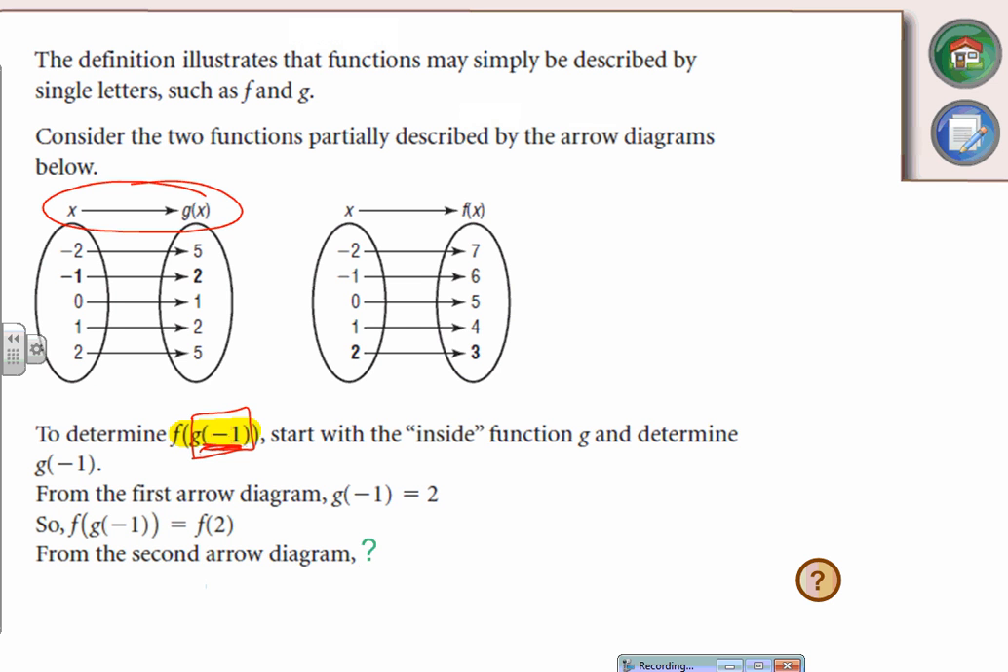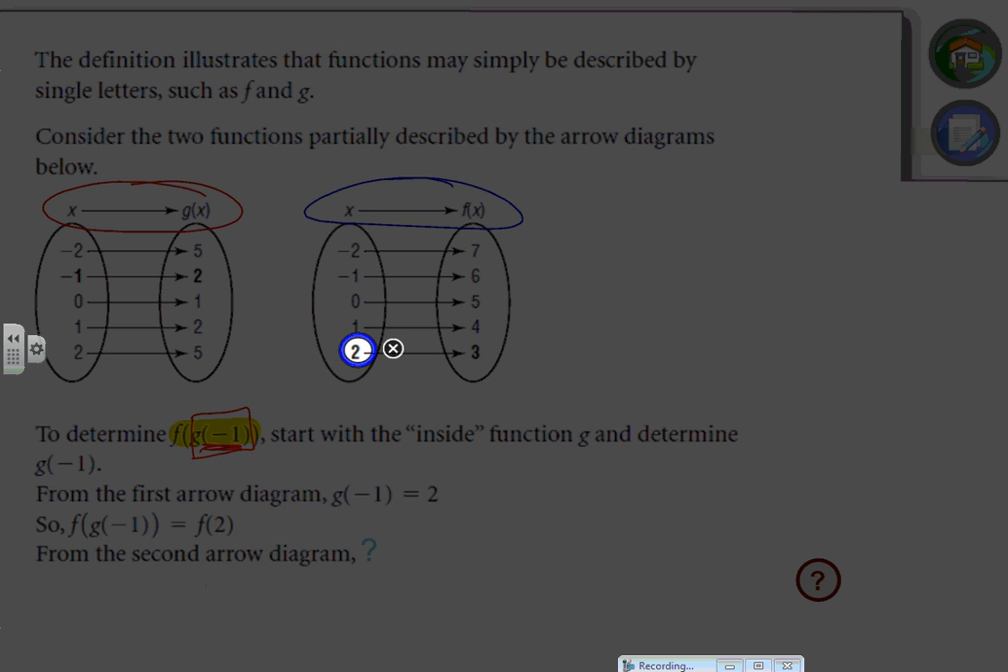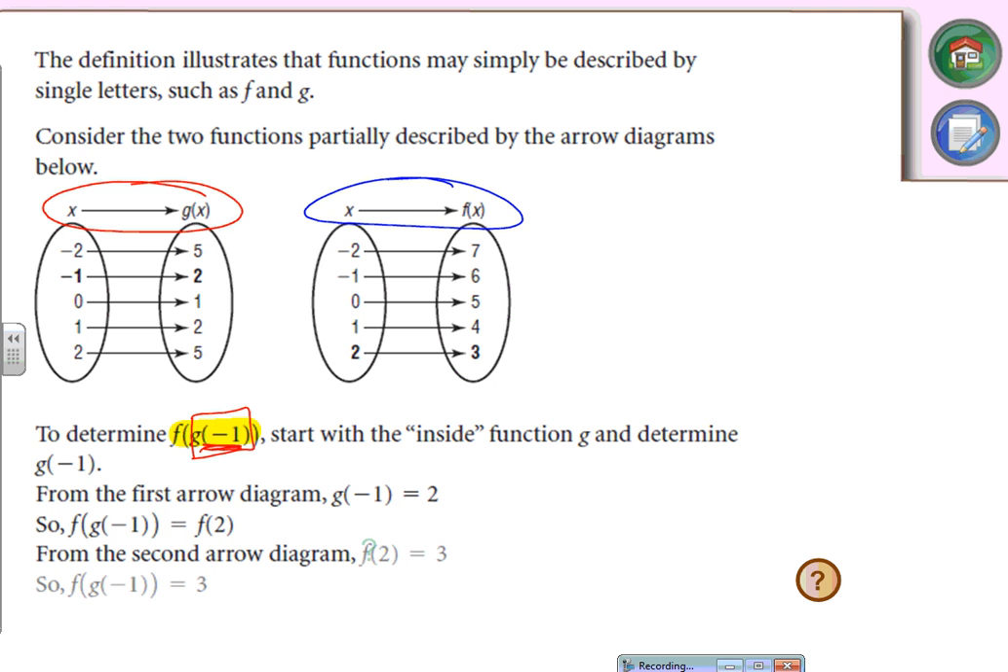Now that g at negative 1 was 2, we're looking for f of 2. We go into the second diagram and find where f was 2, slide across, and we've got 3. So f of 2 is 3. Then the whole thing together, our original question, f of g at negative 1, is equal to 3. Showing where we started, we went from here to there, to there, to there.